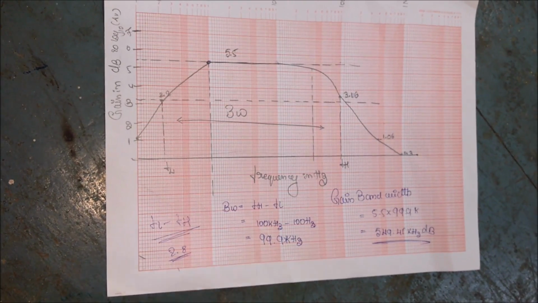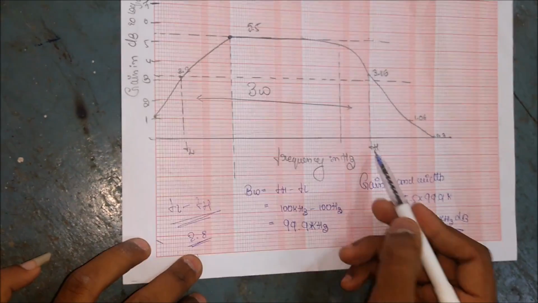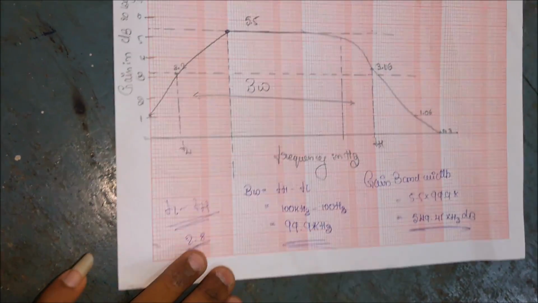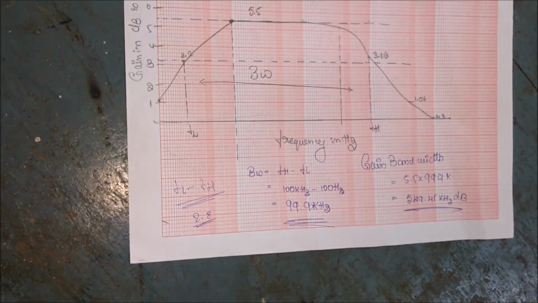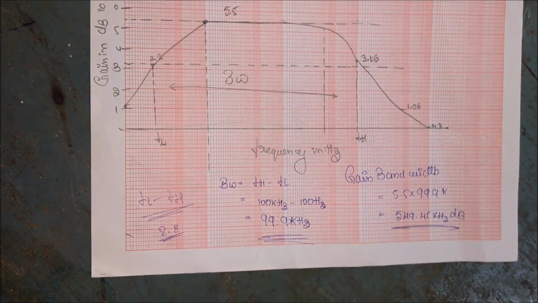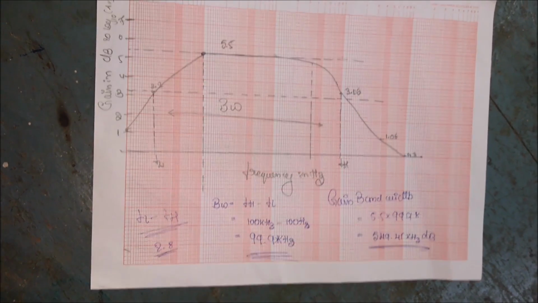Okay, but let's come back to bandwidth. It's the higher cutoff frequency minus the lower, 100 kilohertz minus 100 hertz. That's about 99.9 kilohertz, my bandwidth. That means it amplifies from 100 hertz to 100 kilohertz. For any frequency in between, its amplifying factor is almost constant.